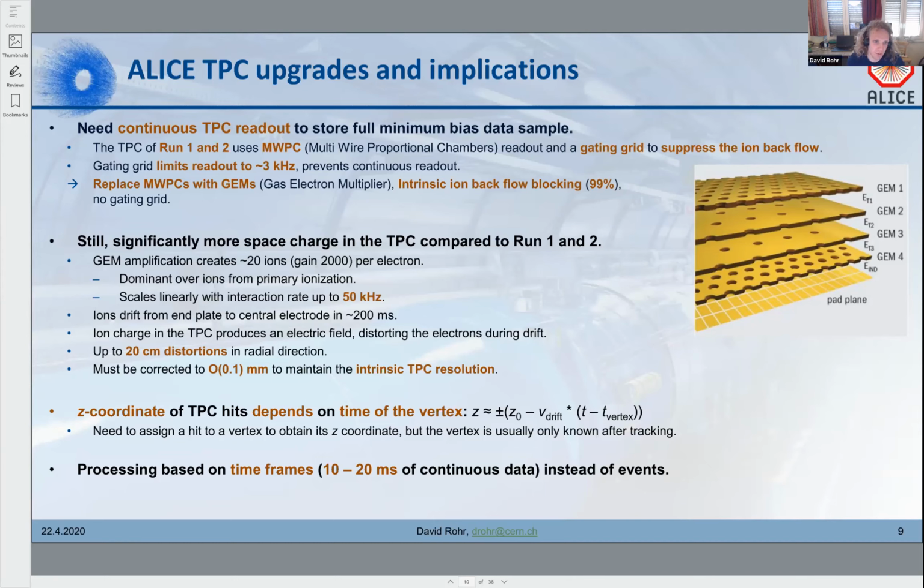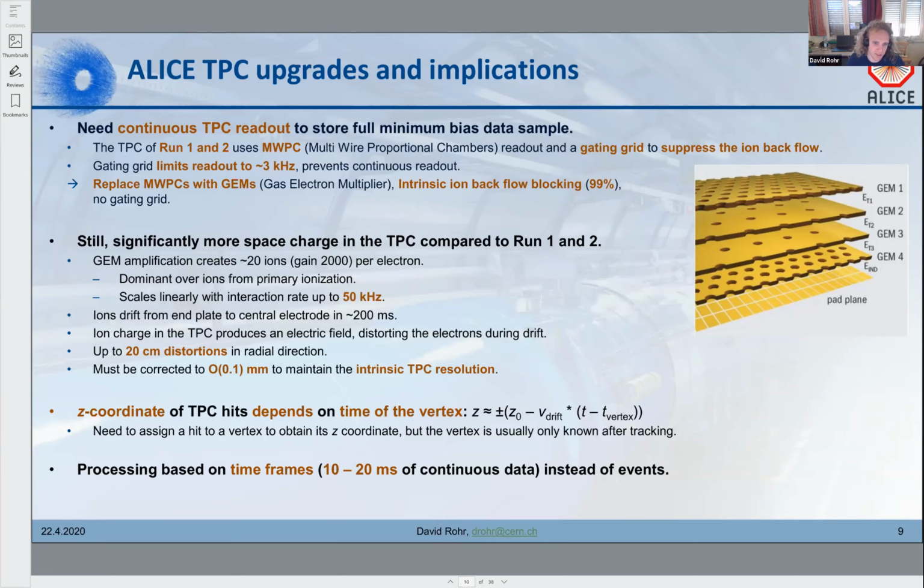So we are replacing the wire chambers with GEMs, gas electron multipliers, and they have an intrinsic ion backflow blocking of around 99% in the configuration we use. But of course, this still produces much more space charge than we had before in Run 2 with the gating grid. So we assume that basically we have 99% suppression and a gain of 2000. So every primary ionization produces around 20 ions that drift back from the end plate to the central electrode, and they produce a space charge that goes more or less linearly with the interaction rate. And the ion drift time is around 200 milliseconds.